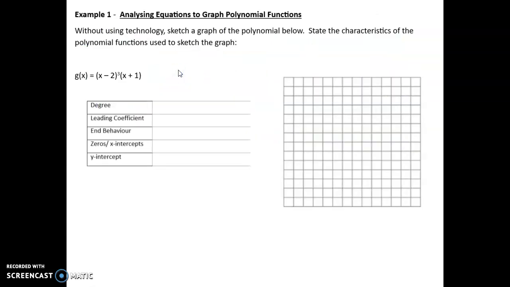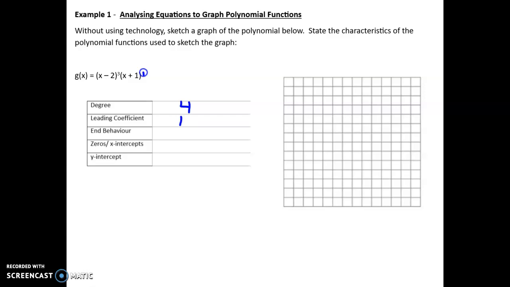Alright, so here in example 1, we are going to, without using technology, sketch the graph of this polynomial. So this is already in factored form. To find the degree, remember we need to add the powers up. So there'd be x cubed here, and then x to the power of 1 here, which means our degree in total would be 4. 3 x's in the first set of factors and 1 in the next, so degree 4. Remember that the leading coefficient comes from looking at your front numbers. So here the front numbers would just be a 1, because I have a 1x and just a 1x. So my leading coefficient is 1.